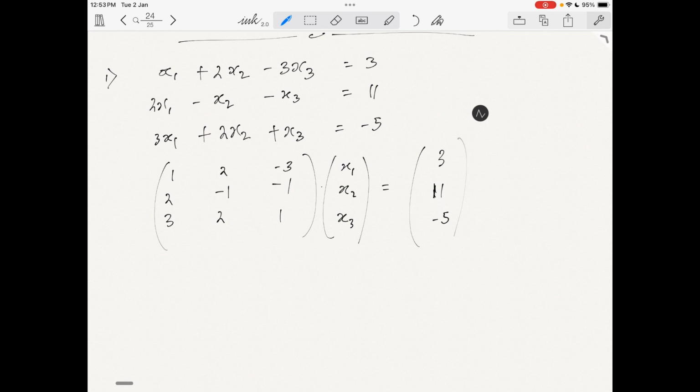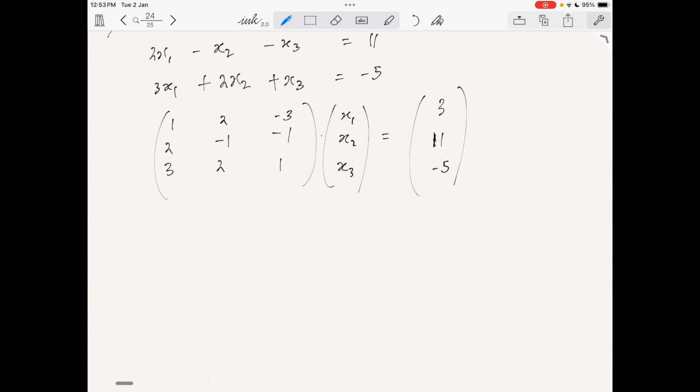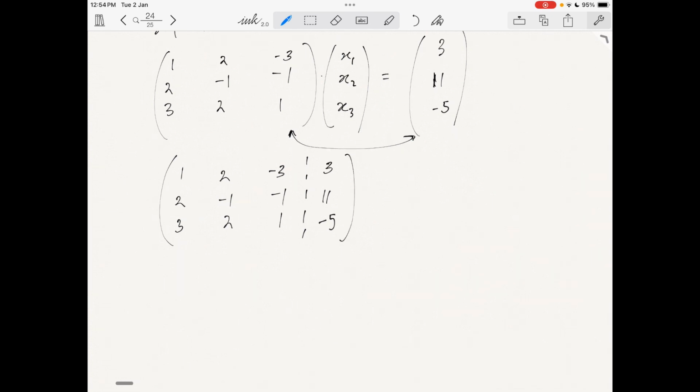Now, the next thing to do is to join these two together to form an augmented matrix. So we have 1, 2, minus 3; 2, minus 1, minus 1; 3, 2, 1. To join them together into an augmented matrix, we use this sign to separate the coefficients of x1, x2, and x3 from the constant terms.